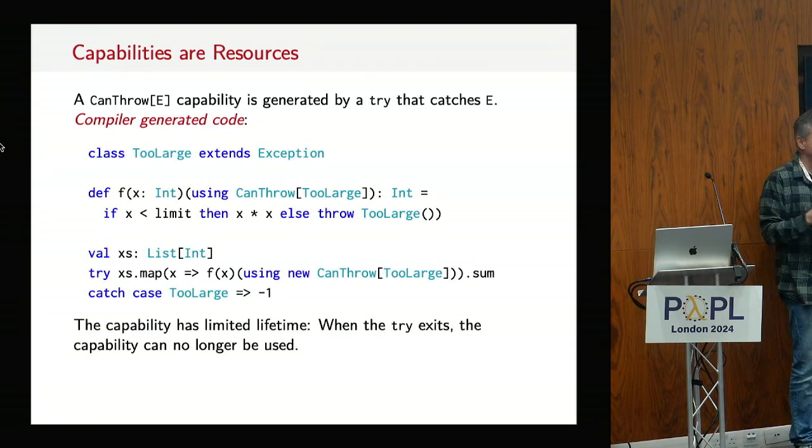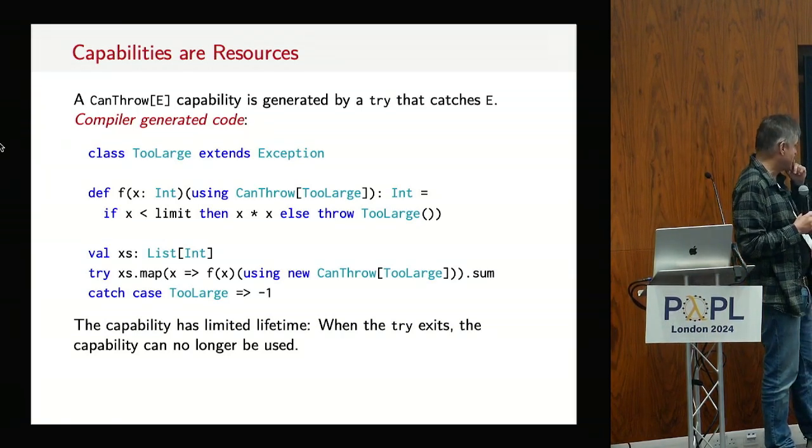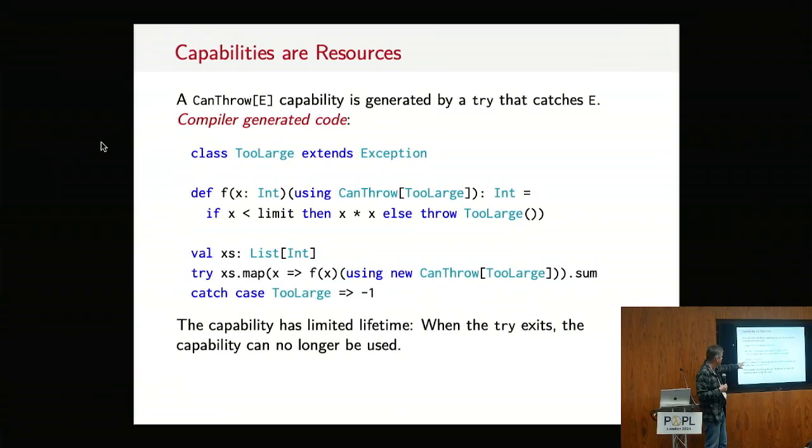Okay, you say, this is great. I don't need to change my signature. I get effect polymorphism. Where's the catch? Well, there is a catch, and that is that this capability that I have passed has a limited lifetime. So it's only available as long as the try is executing. When the try exits, then there's nobody that can handle this exception anymore.